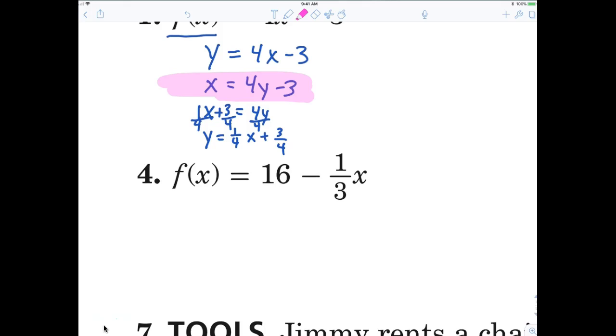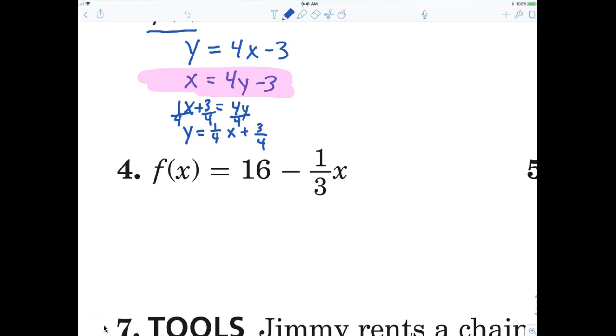And we're going to do another one. So just focus on what I'm saying. Now listen, here's the symbolism now, guys. Here's what I want you to write: f^-1 of x is equal to 1/4 x plus 3/4.